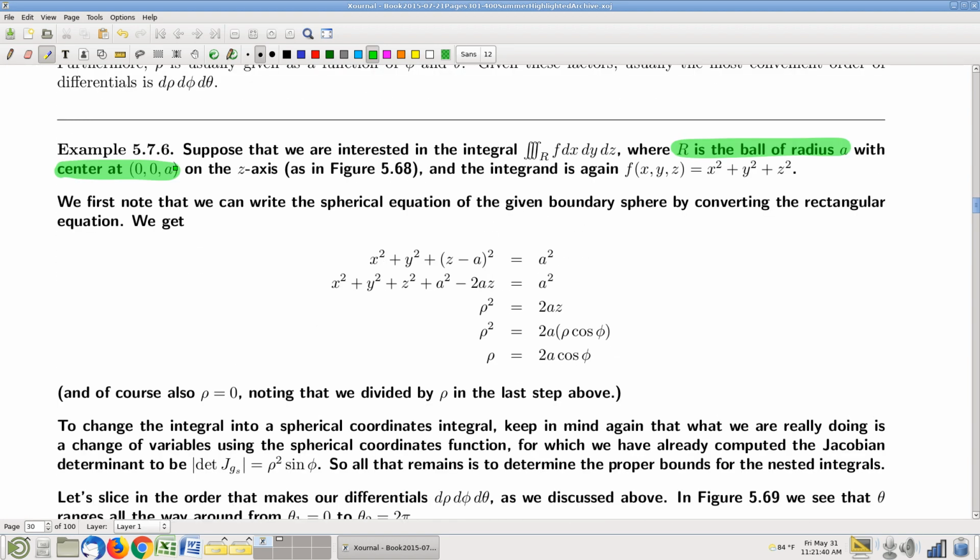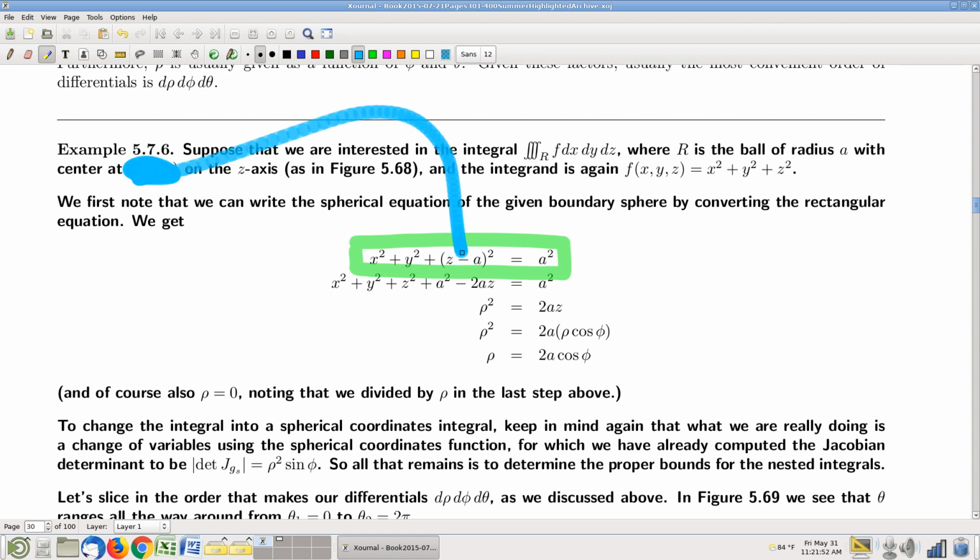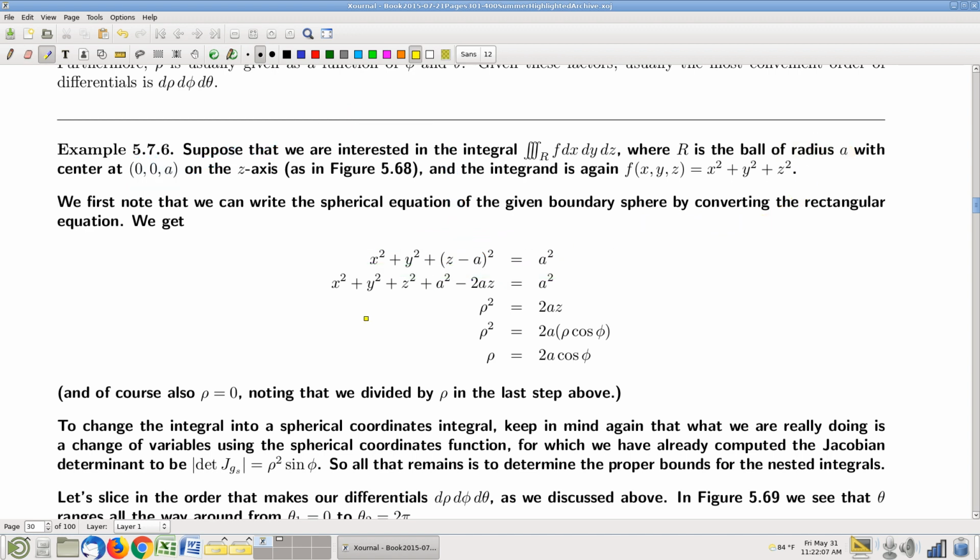Okay, so real quick, let's go ahead and take this ball and let's find its spherical equation. There's the rectangular equation. Notice the center being at (0, 0, a) is why we have that minus a there. The radius being a is why that's there. Right? There's the equation for that sphere. And we convert into spherical coordinates by, this is a chapter 1 thing? Was it chapter 1 or chapter 2? I forgot where I put that. I think it was chapter 1.